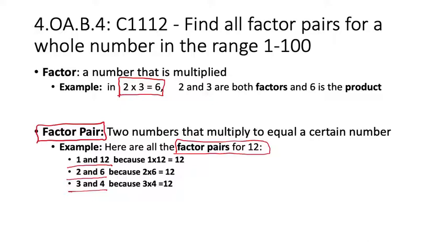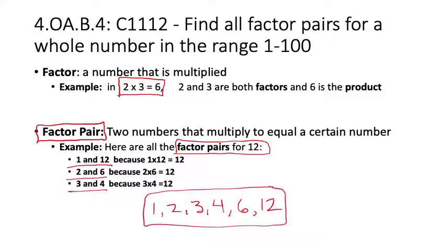If it just said to list the factors, you could just list out the numbers like this: 1, 2, 3, 4, 6, and 12. That's all the factors. But when it wants factor pairs, that means it wants to know which ones go together to make 12. So let's look at a couple examples.